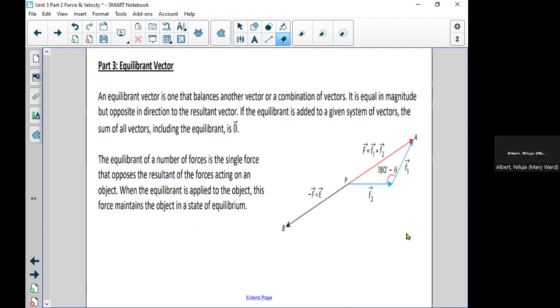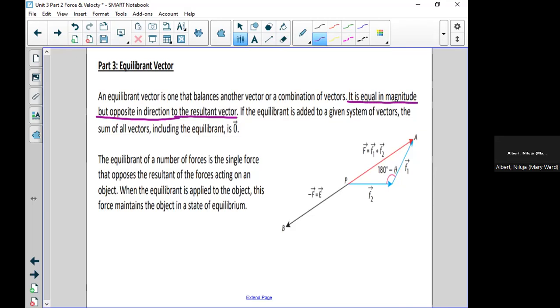So it says an equilibrium vector is one that balances another vector or a combination of vectors. It is equal in magnitude, but opposite in direction. And that's the part I really want you to highlight in your notes. Equal in magnitude and opposite in direction to the resultant vector. When we apply this in word problems, that is the only part that you really need to comprehend. And we're going to illustrate that in the next word problem.